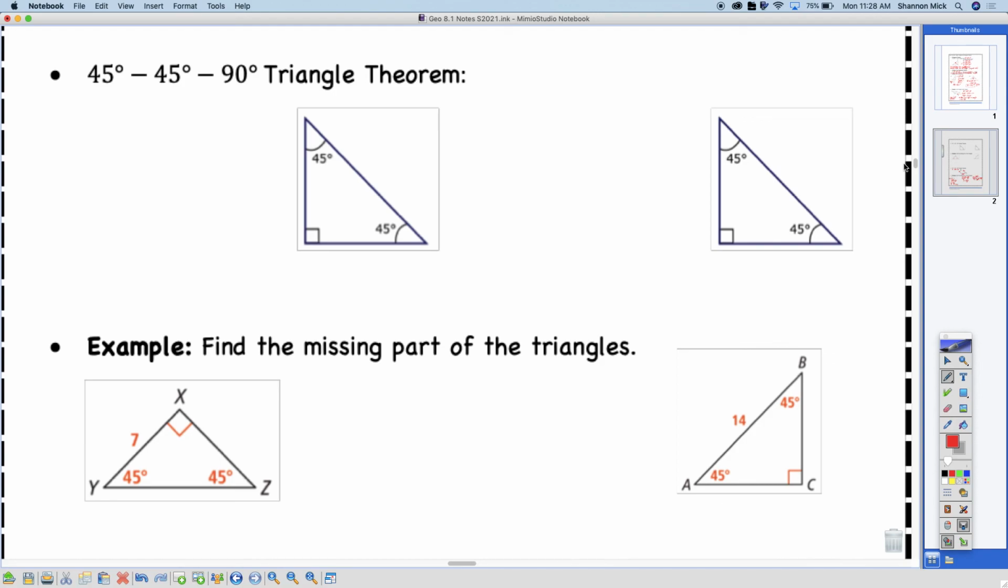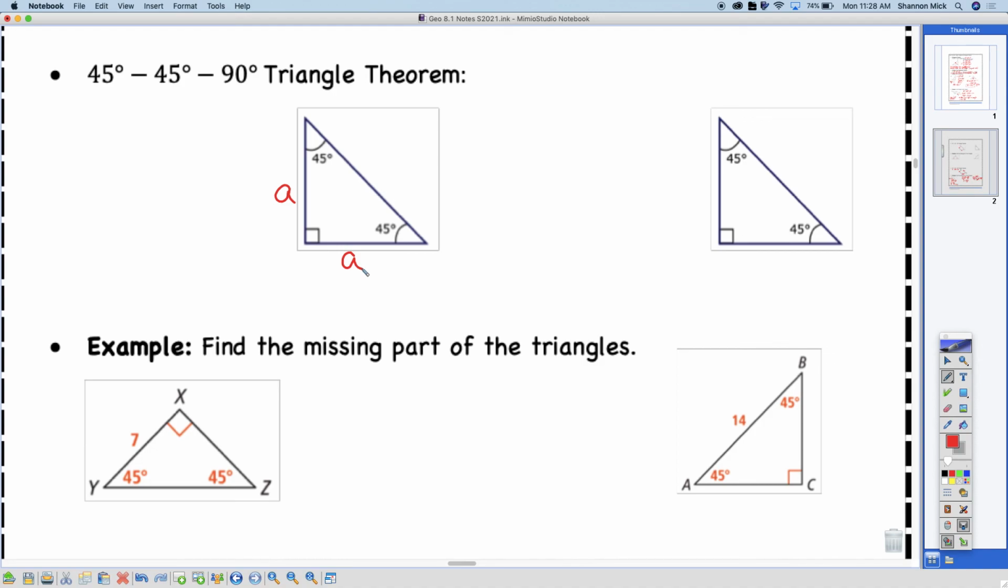Okay, so 45, 45, 90 triangle, that is a nice isosceles triangle, yes? We know that the sides opposite the congruent angles are congruent as well. Do we not? We know that? Yes? So they tell you A and A. That's what they tell you. Okay?